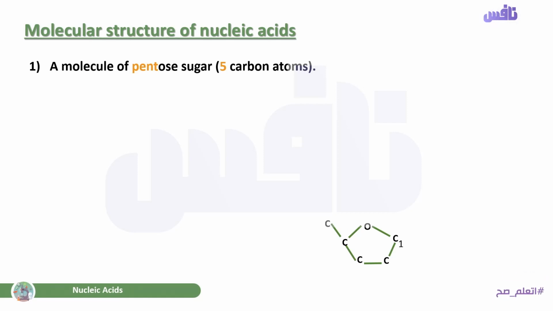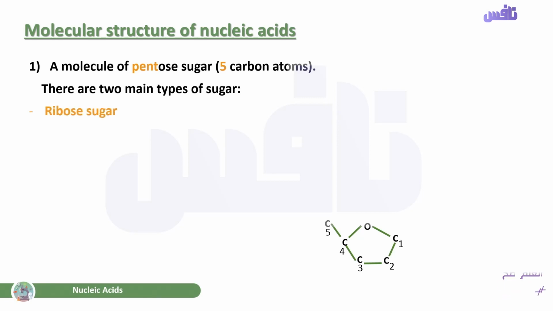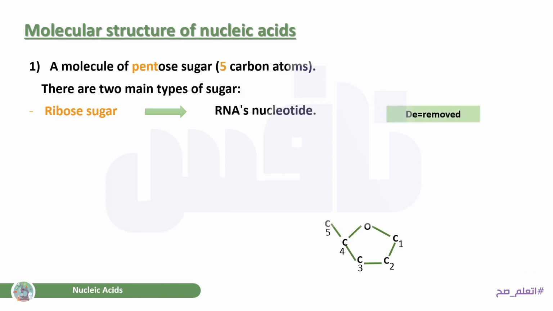So this is carbon number 1, 2, 3, 4, and carbon number 5 outside the cycle, as we see in carbohydrates. Then there are 2 main types of sugar. We have ribose sugar, which will form the RNA's nucleotide, and deoxyribose sugar, which will form DNA's nucleotide.